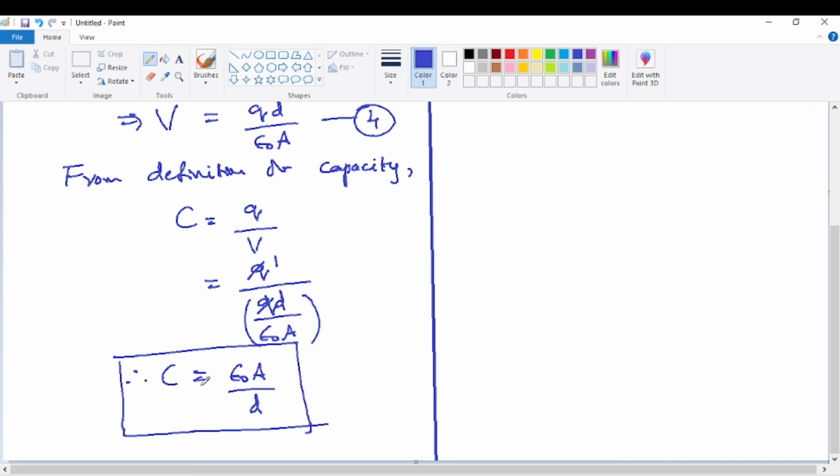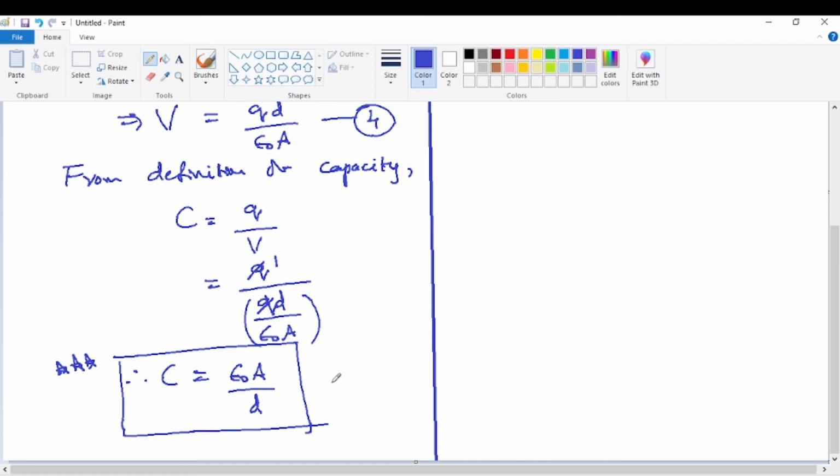Previously in the definition of capacity, we saw that the capacity of a capacitor depends only on the dimensions of the two plates. In what way does it depend on the dimensions? We get the answer here. Dimensions means how big the conducting plate is. Capacity is directly proportional to the area of each plate and inversely proportional to the distance. This is a very important result, the final expression for the capacity of a parallel plate capacitor. It depends only on the area of each plate and the distance between the two plates.